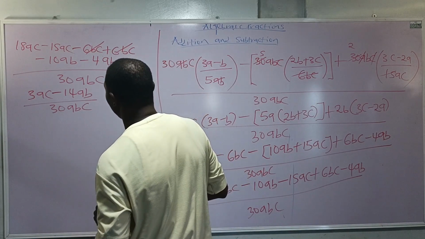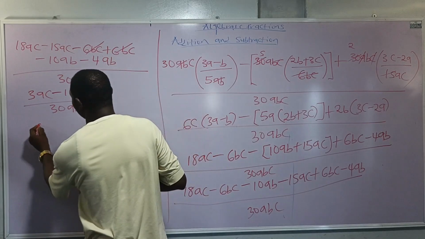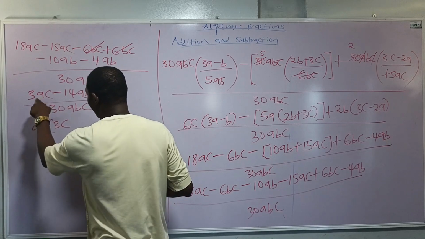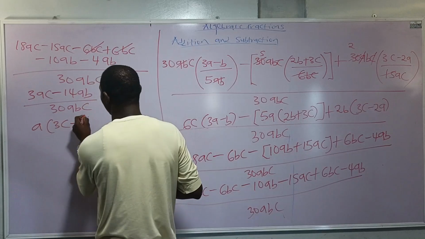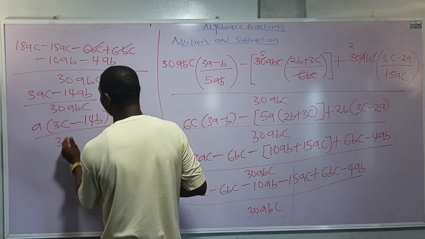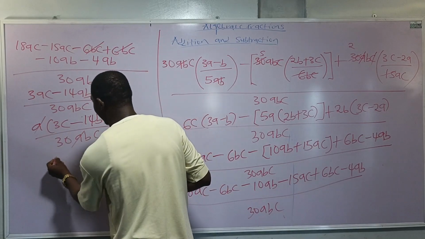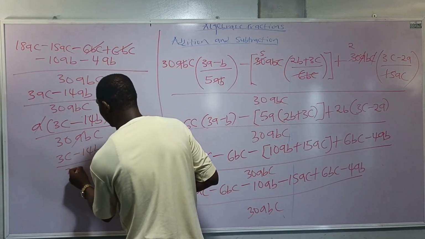Now, there's nothing in common other than A. So, factor out A. So, I have A brackets 3C, because 3AC divided by A will give me 3C. Minus 14B, AB divided by A will give me 14B. All over 30ABC. So A can cancel A here, giving me 3C minus 14B all over 30BC.